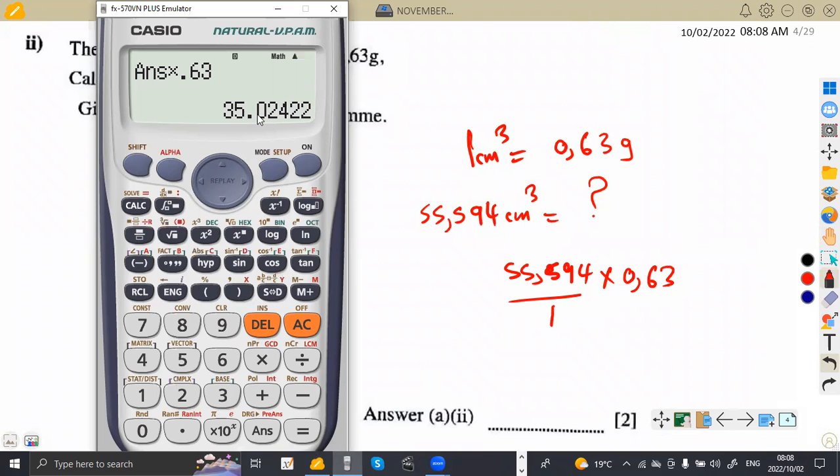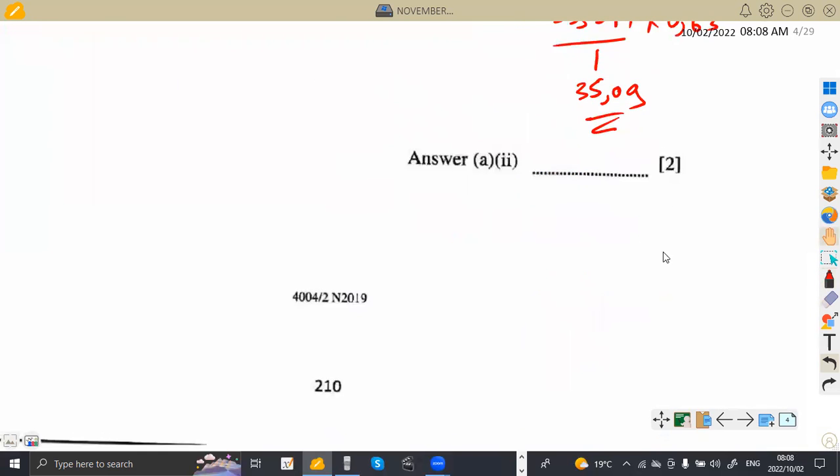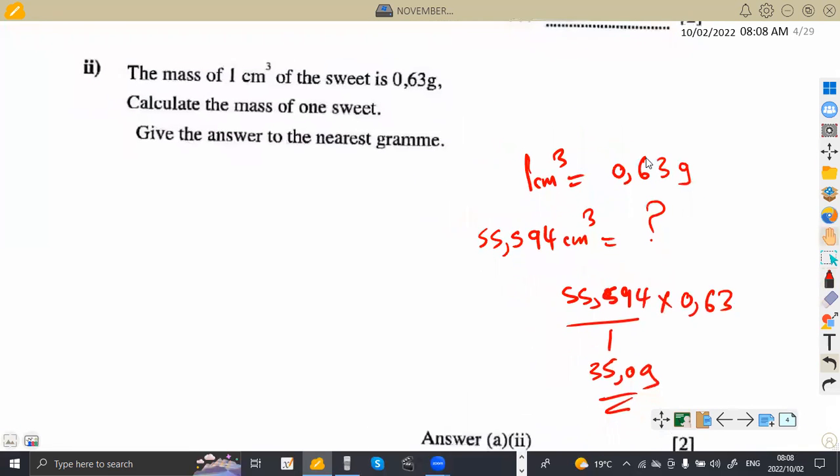Okay, so to three significant figures, these two cannot change this 0, so it's going to be 35, comma, 0. It's grams, sorry, we are in grams here. So it's going to be 35, comma, 0 grams, or just 35 grams. Okay, so that was the part of the question, guys. It has nothing to do with the density, this type of a question.